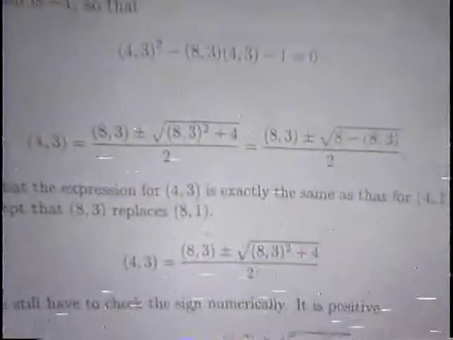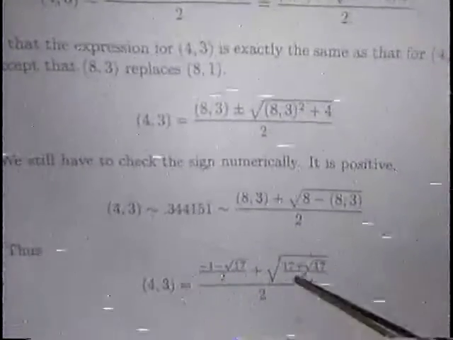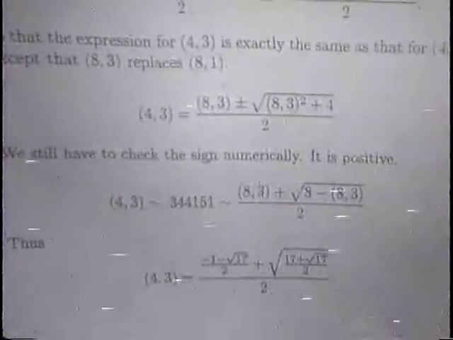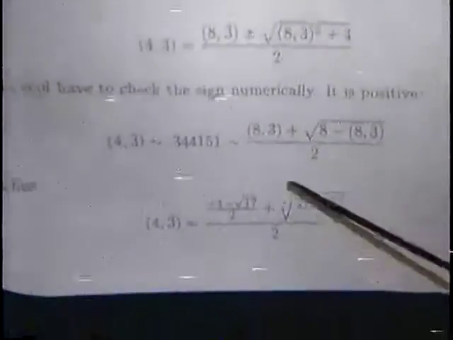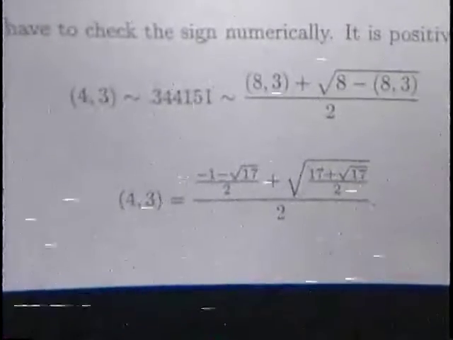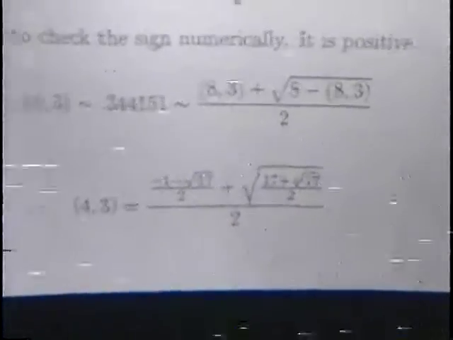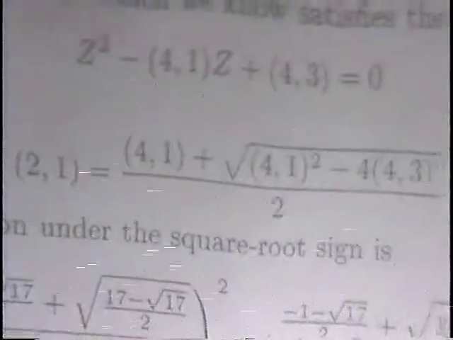The sign is positive. We check it numerically. So there it is, 4,3, and we can write it out fully if we're so inclined. We'd have to take square root twice, one square root in here and one square root in there. So there we go. We now have our equation for 2,1 that we proceed to calculate. What is it? It's the -4,1, which was the sum.